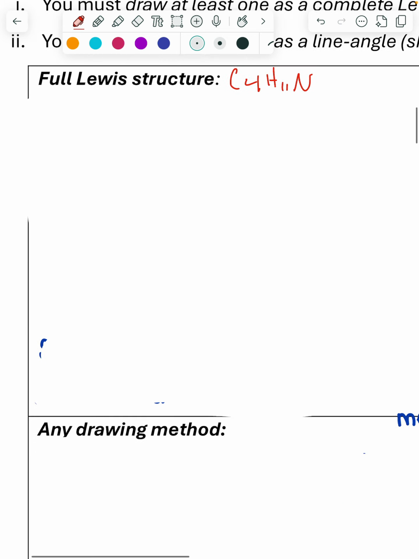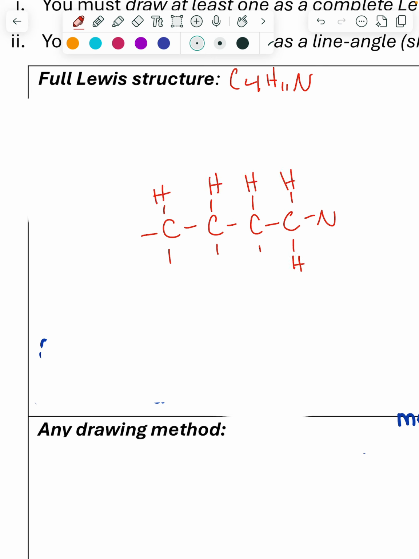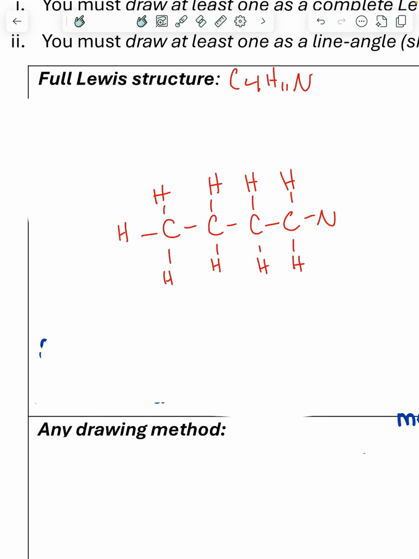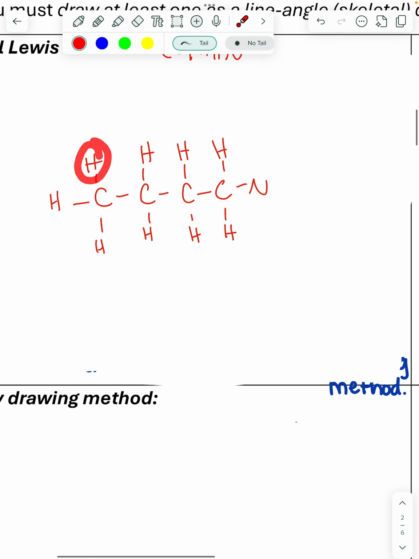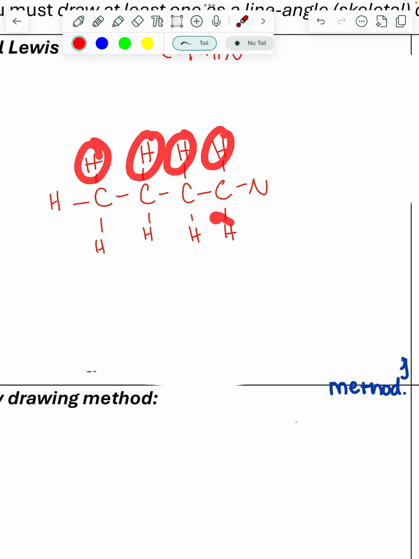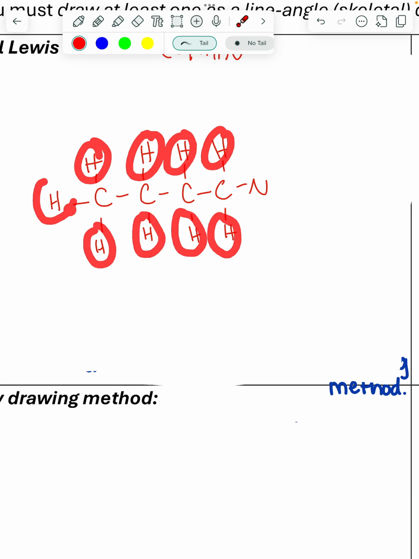So first, I'm going to draw all these carbons, and then I want to draw nitrogen on the end. You can draw this a lot of ways though. And I'm going to draw on all of the hydrogens that we have so far. And that's one, two, three, four, five, six, seven, eight, 9 hydrogens.